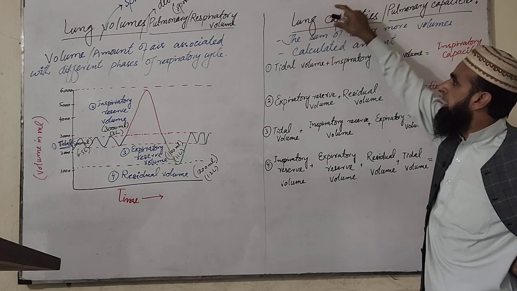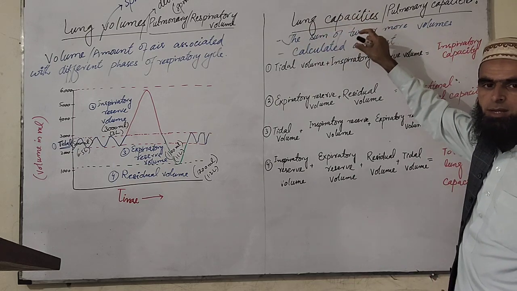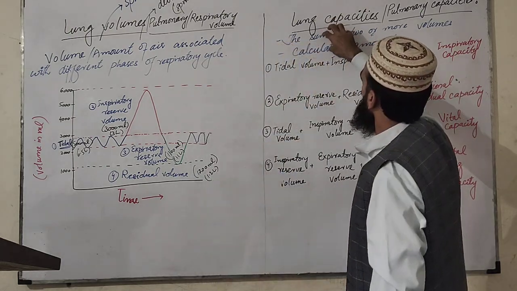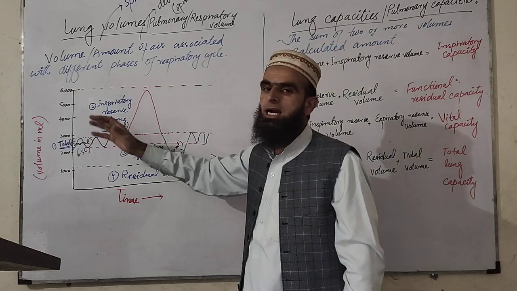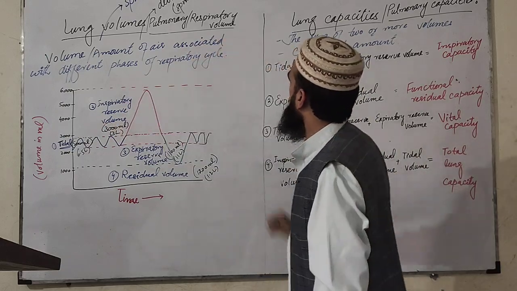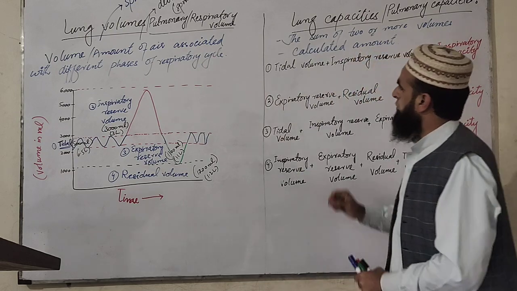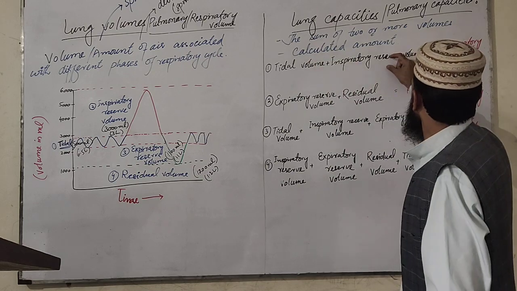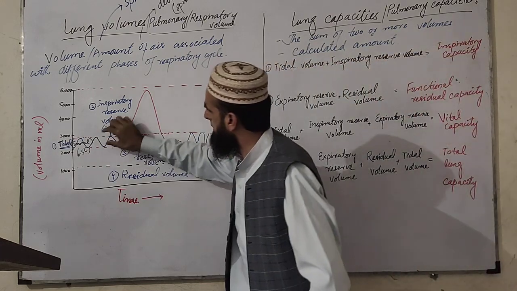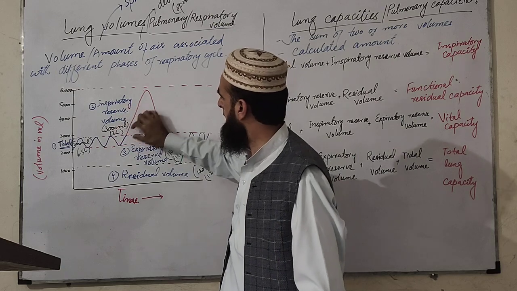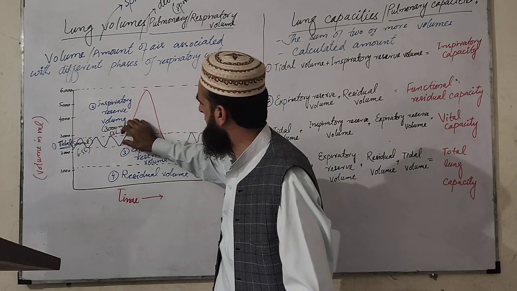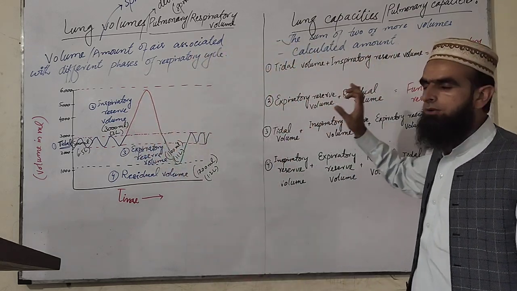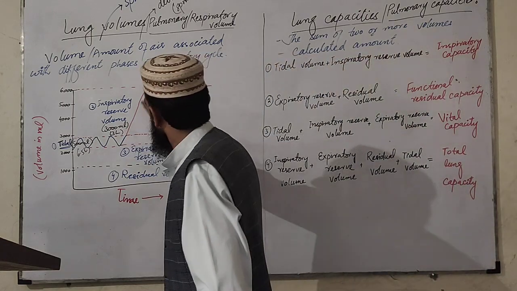The second thing is lung capacity. So what is lung capacity? The lung capacities are calculations. This is the amount which can be calculated by adding or summing up two or more lung volumes. So there are different kinds of lung capacities. The tidal volume and inspiratory reserve volume: this is the amount of air which is taken in during inspiration.